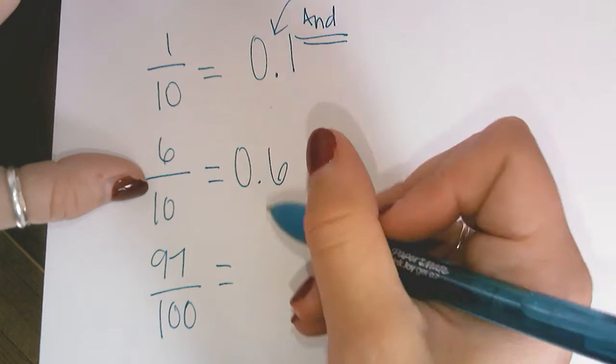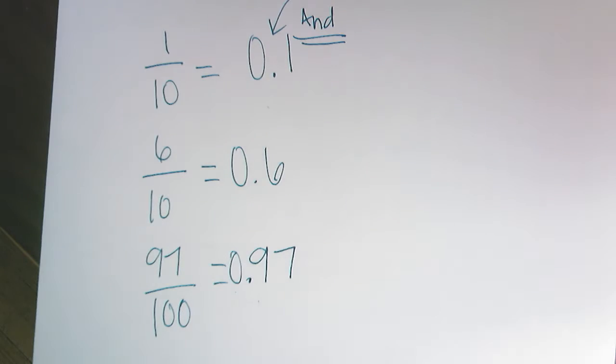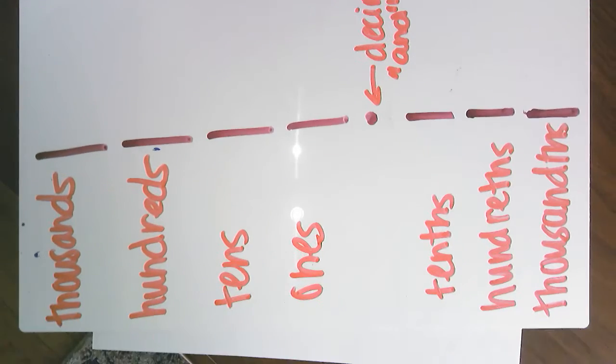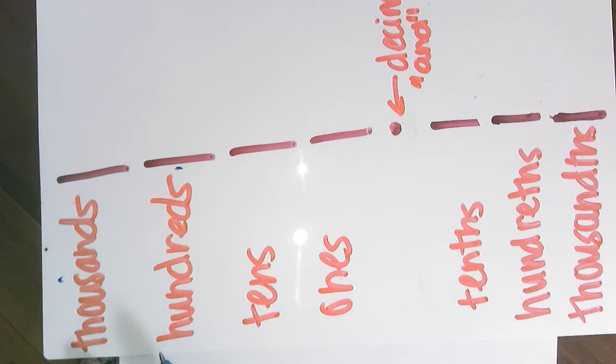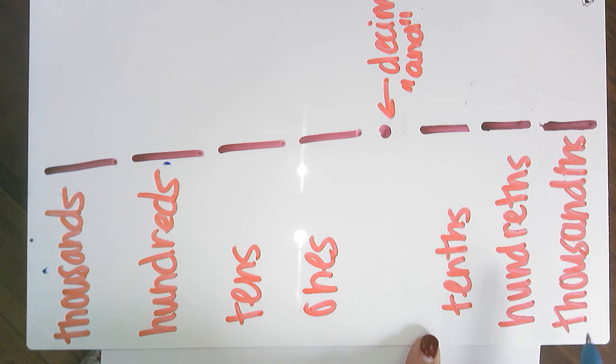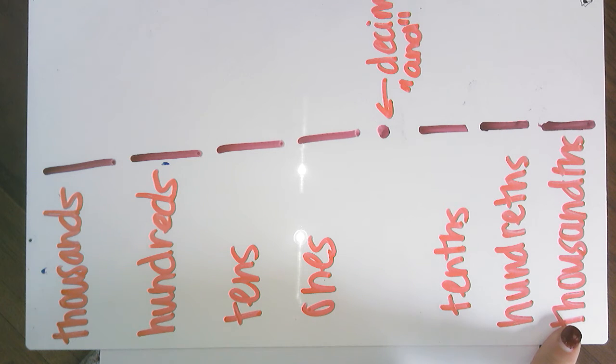And now for this last one, I would have 97, and I would write my 0 and my decimal point, 0 and 97 hundredths. So it's really important that we remember our place value positions. So we have our thousands, our hundreds, our tens, and our ones, which we've been working with since probably about 2nd grade. And then we have our tenths, hundredths, and thousandths. So if anything ends with thousandths, it's going to be in this place value position.